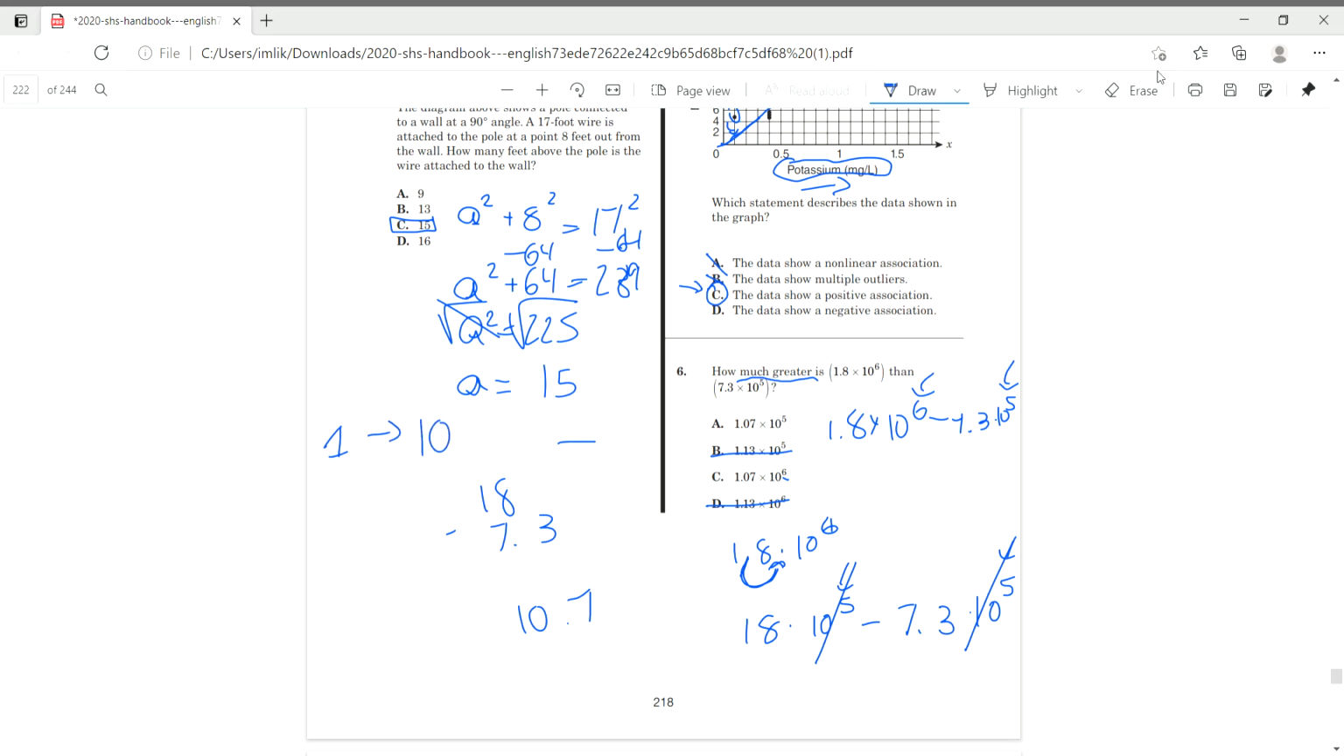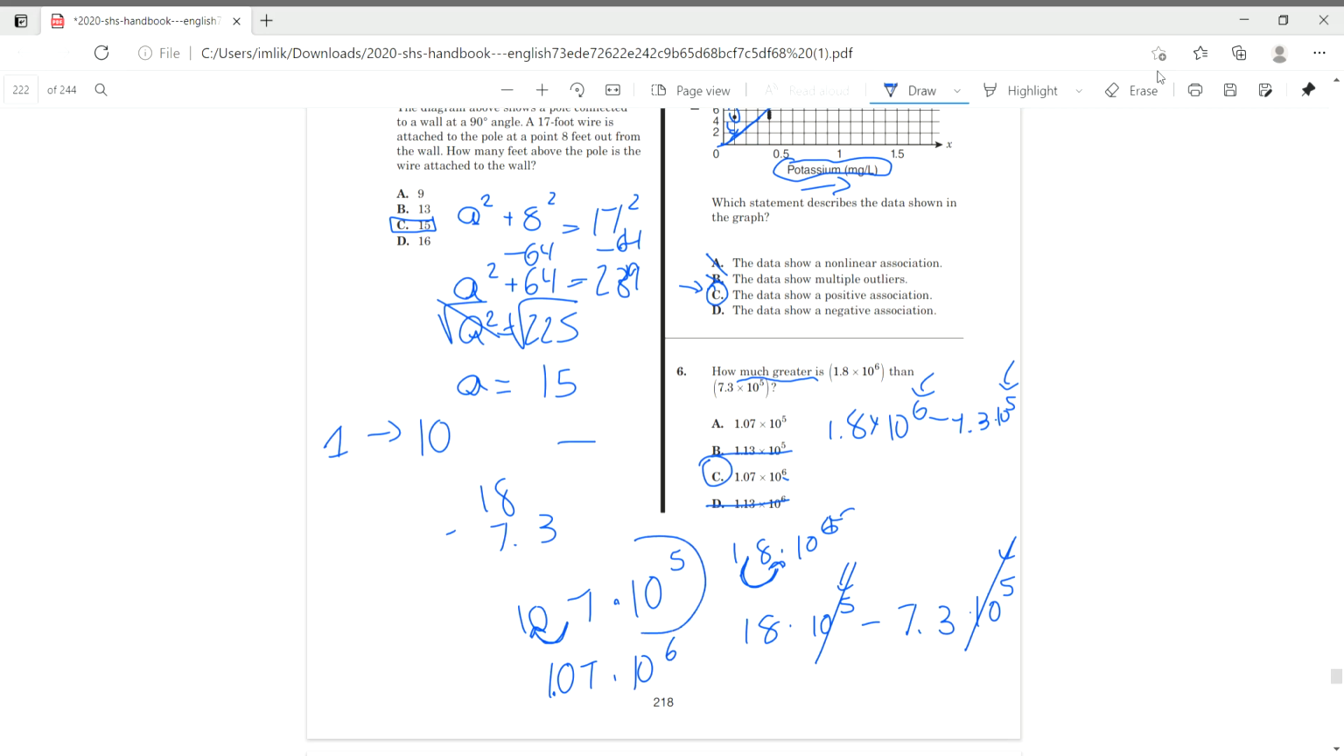10.7 is greater than 10, so we have to actually reduce this and move the decimal place 1 in. So if our number reduced moving right, it's going to increase moving left. So if we want to move this to the left, it's going to have to be 1.07 times 10 to the power of 6, which is C.